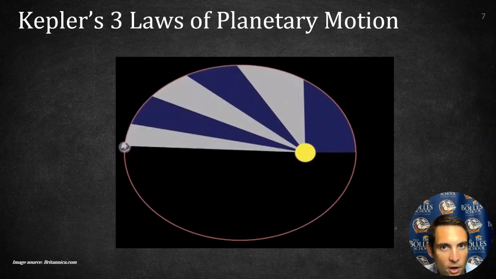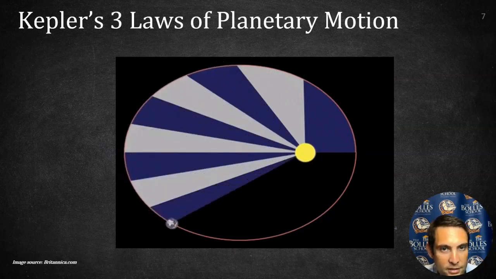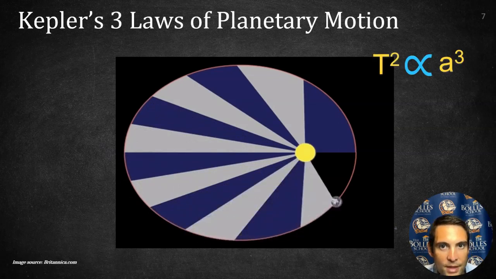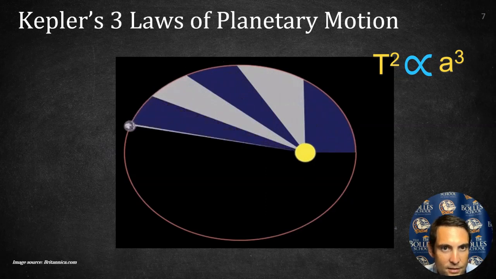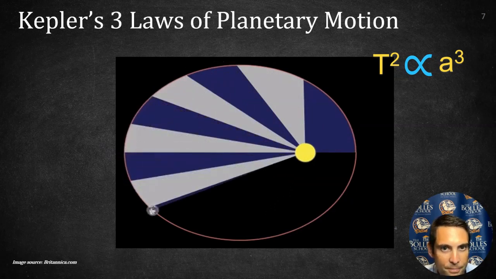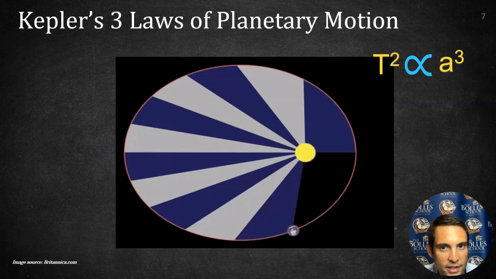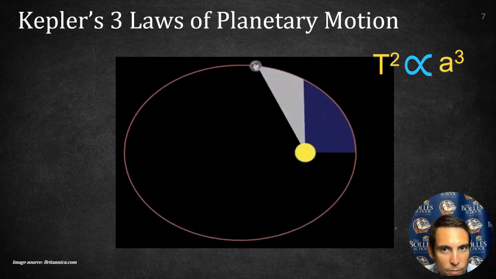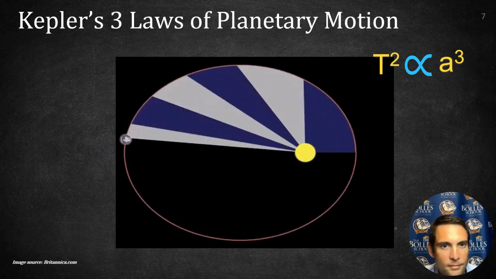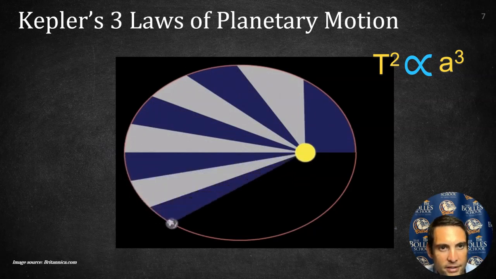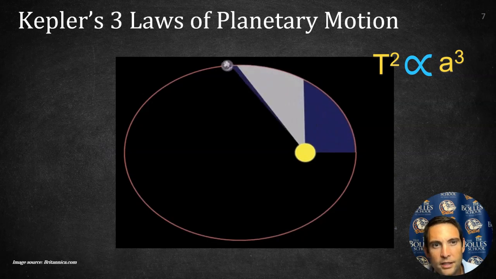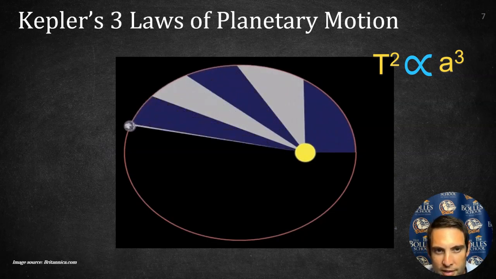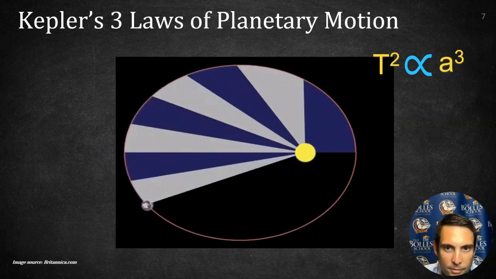For the third law, the law of harmonics, this connects the time that it takes for a planet to orbit the sun with a distance from the sun. Specifically, the period squared is proportional to the semi-major axis cubed. Semi-major axis is the bigger radius, the longer one, from the aphelion to the focus. This will be the law that we're most concerned with in this class and should be the law you remember best.